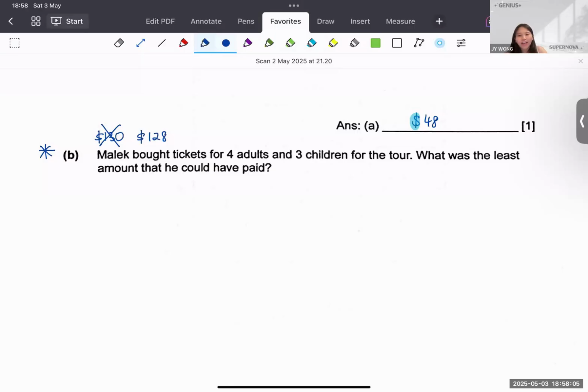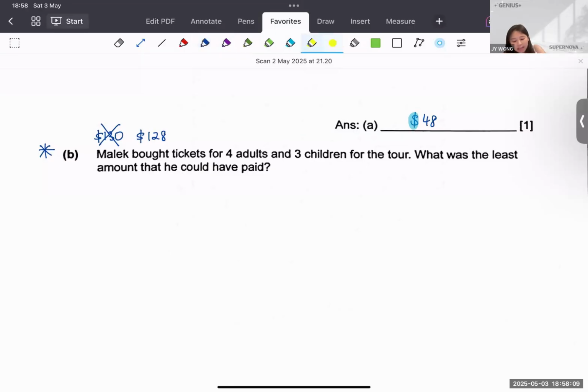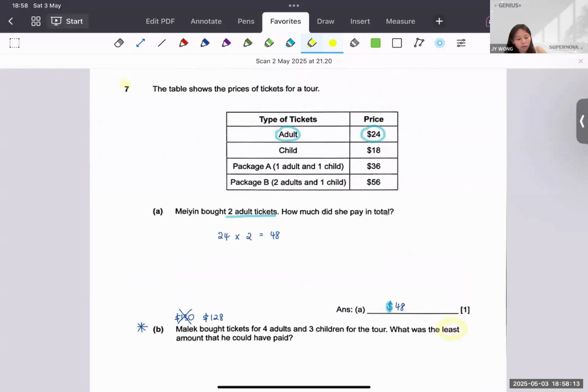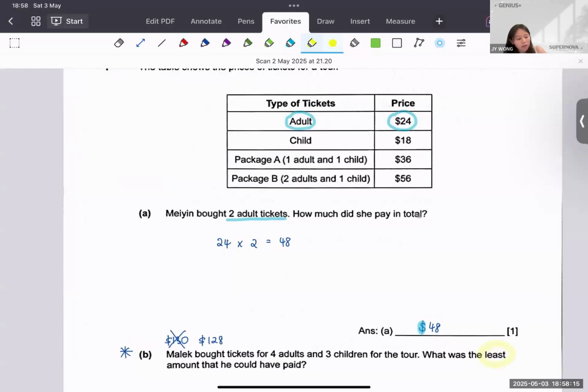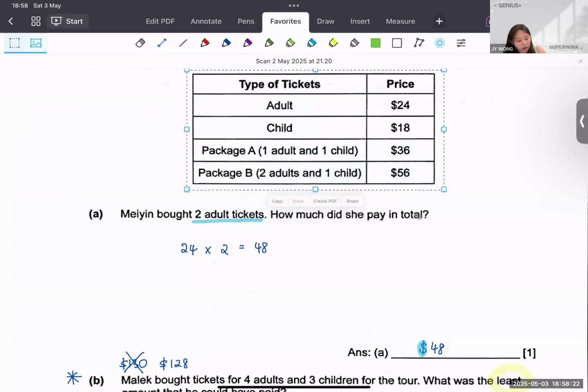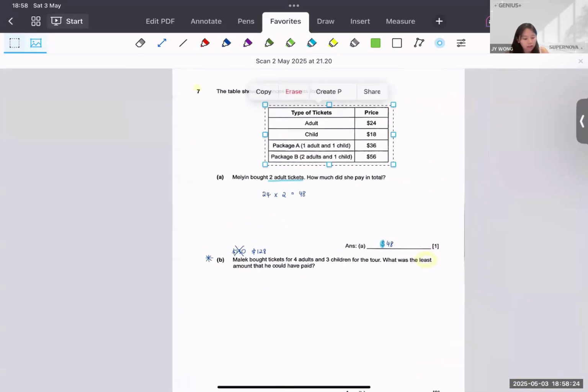Okay, so for this, you shouldn't assume that straight away you get the answer, because why? They did ask you for the least. And if you see carefully, there are many ways to get to 4 adults and 3 children. So let me just copy this to the bottom. Some of you go and think, how can I get 128 and not 130?